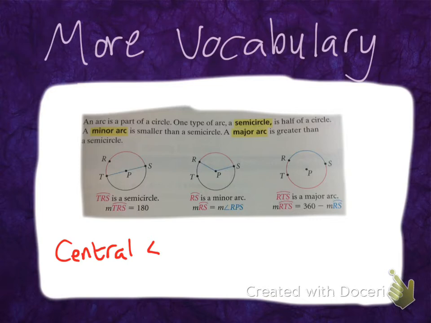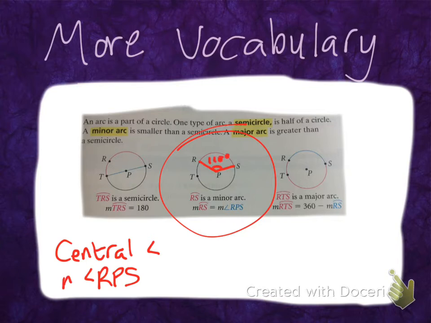The central angle is an angle formed at the center of a circle. So if I'm looking specifically at this middle picture, a central angle here could be angle RPS, right? This angle is a central angle because it meets at the center. So angle RPS is an example of a central angle, and it has a measure of some degrees. Let's say in this case it's 110 degrees. So the measure of angle RPS is 110 degrees.